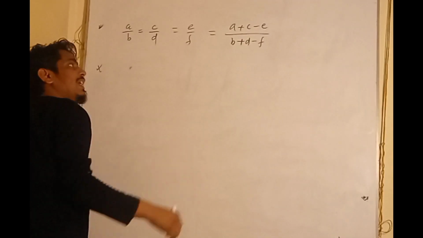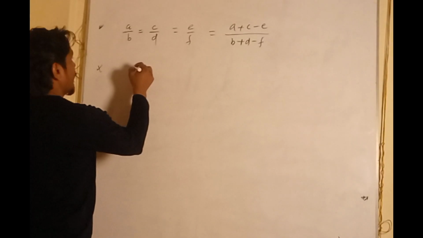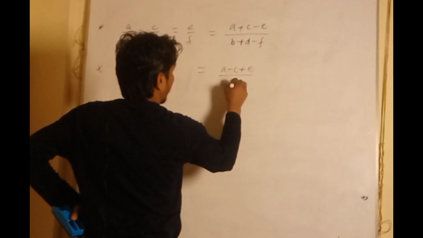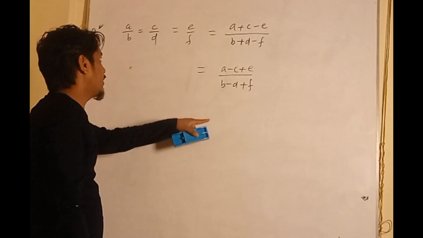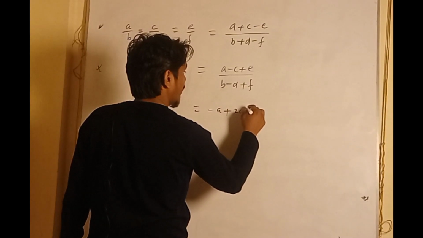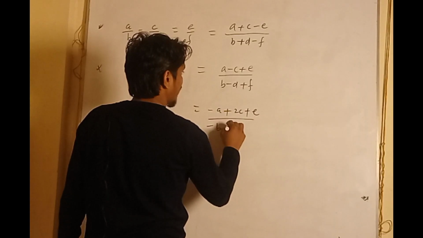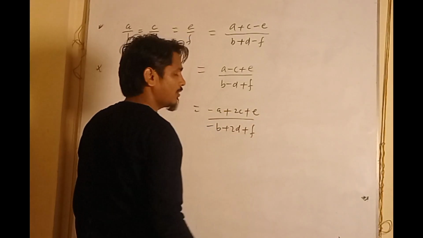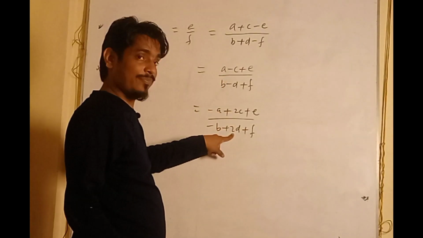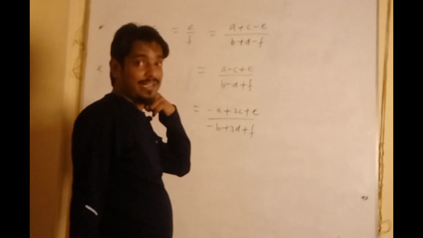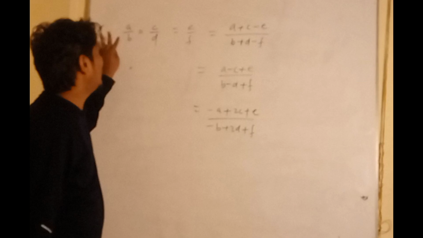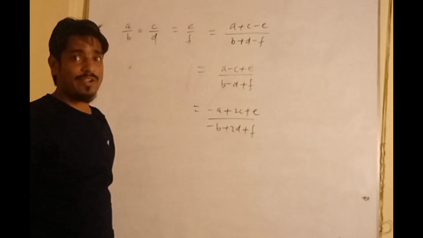So you can write any kind of pattern in such a way. Like if all of these are equal, I can write a minus c plus e by b minus d plus f. This is also equal to this. If I want, I can write minus a plus 2c plus e over minus b plus 2d plus f. This is also true. So whether we are multiplying with some number, or adding and subtracting, if we follow the same pattern in numerator as well as denominator, that will be equivalent to the given ratios.